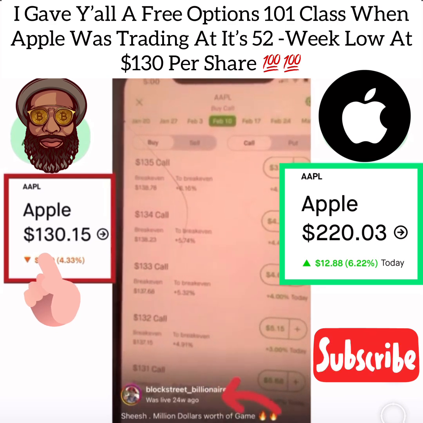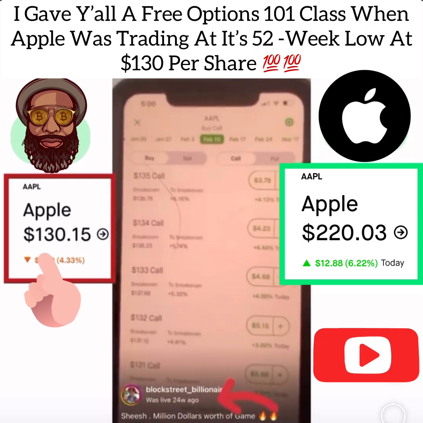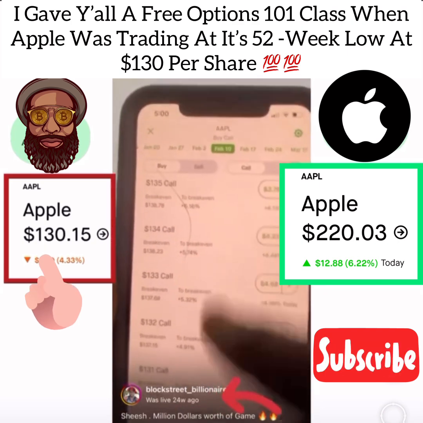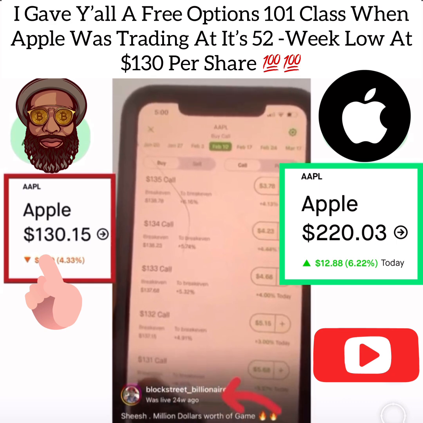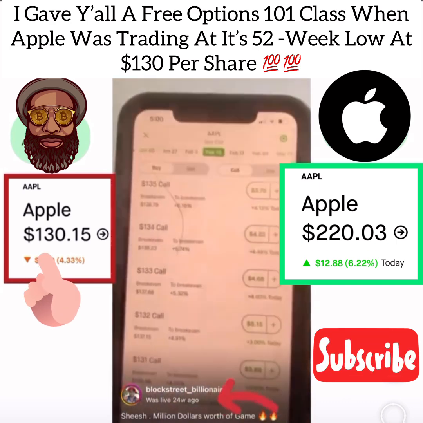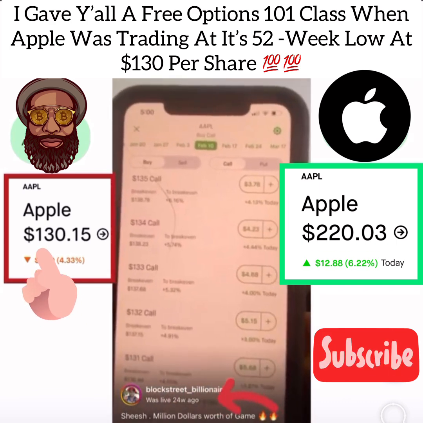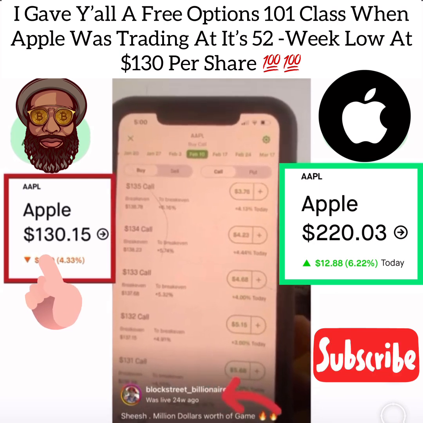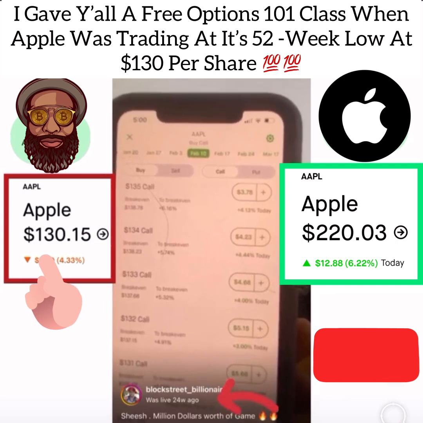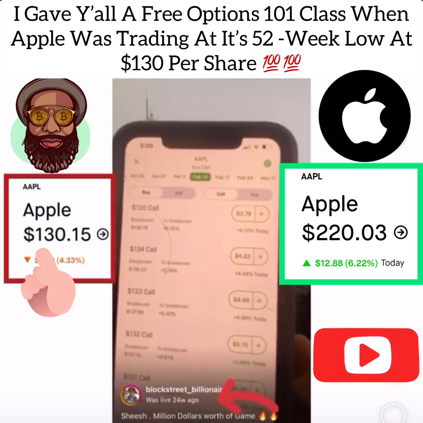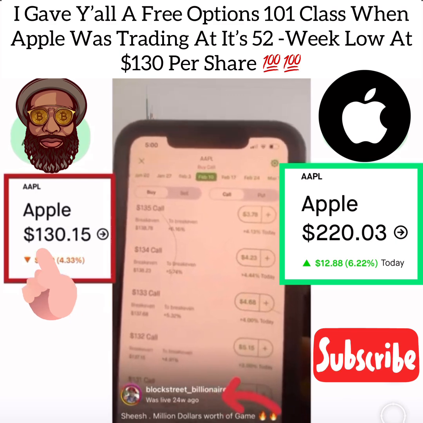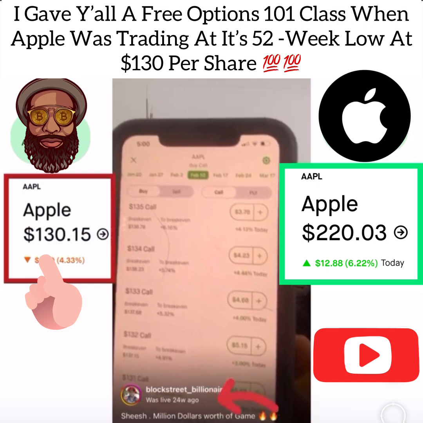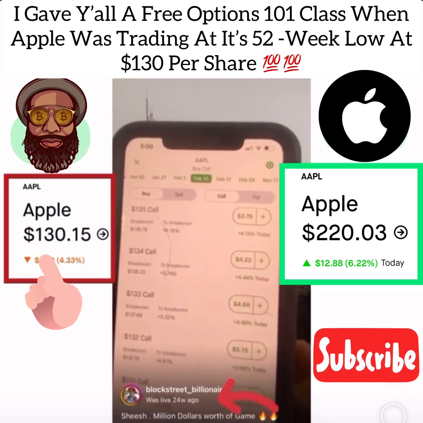Do you understand that? So you get the right or the option to purchase at 131 for something that is at 135, if you want to own Apple. Does that make sense? So you can use options to make money, but you can also use options to get into stocks that you want to own at a much, much cheaper price.